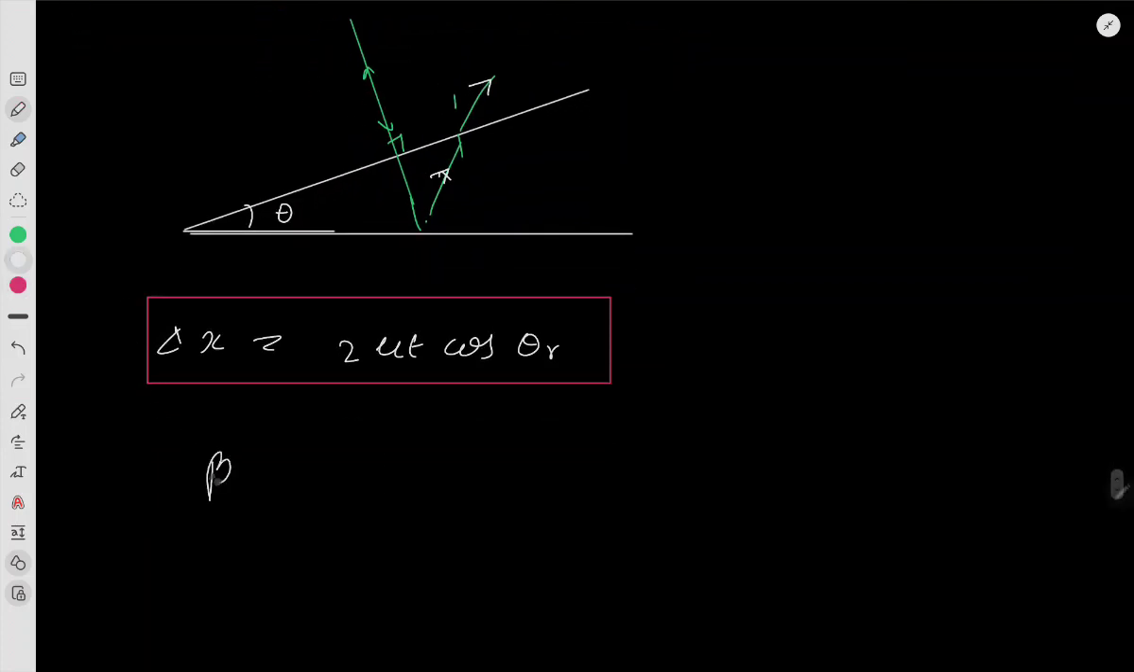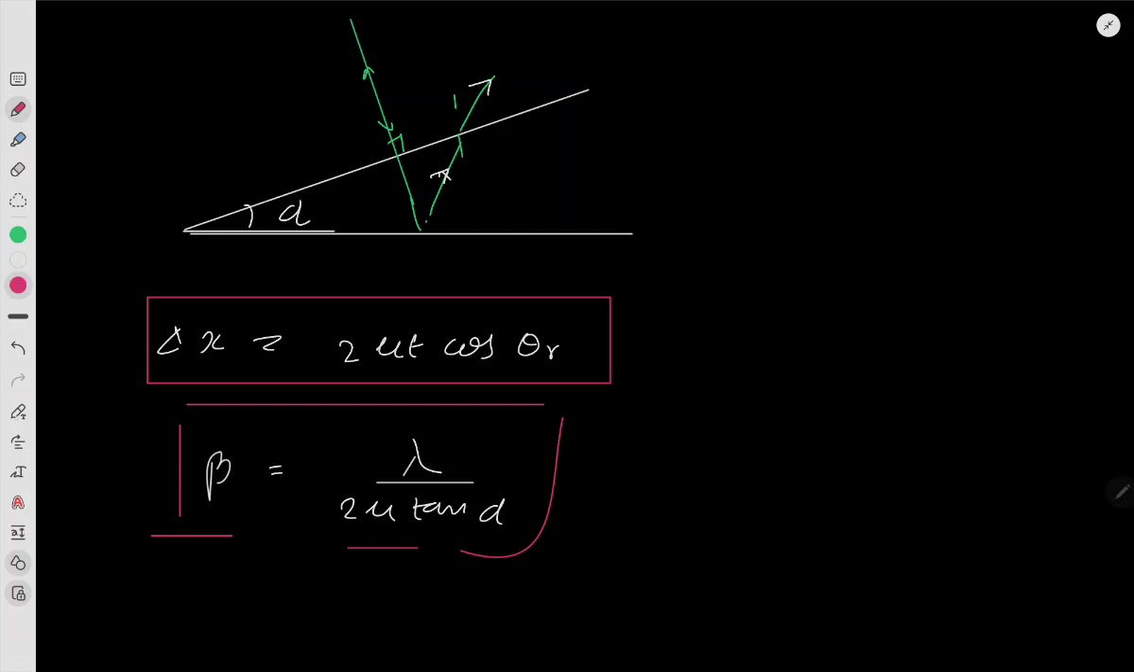And another thing, which is the fringe width beta, which can be written as lambda upon 2 mu tan theta. So now, I'll change the angle because theta I've already used everywhere. So let this be alpha. So these are some of the things that you may need in the questions that you might solve.